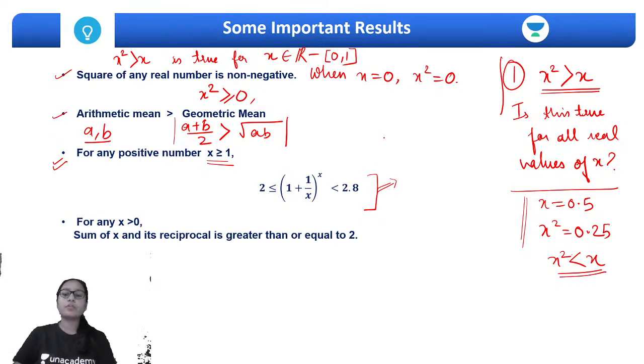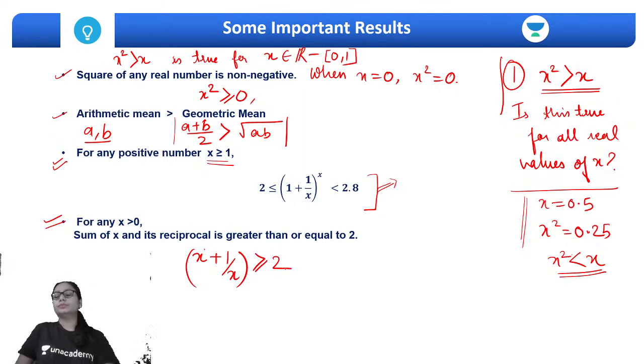This will be very helpful while solving a few questions. Okay, we'll be doing those questions today. Now, the next result says that for any x greater than 0, the sum of x and its reciprocal is greater than or equal to 2. So for any positive number x and its reciprocal, 1 by x, this is always greater than or equal to 2.